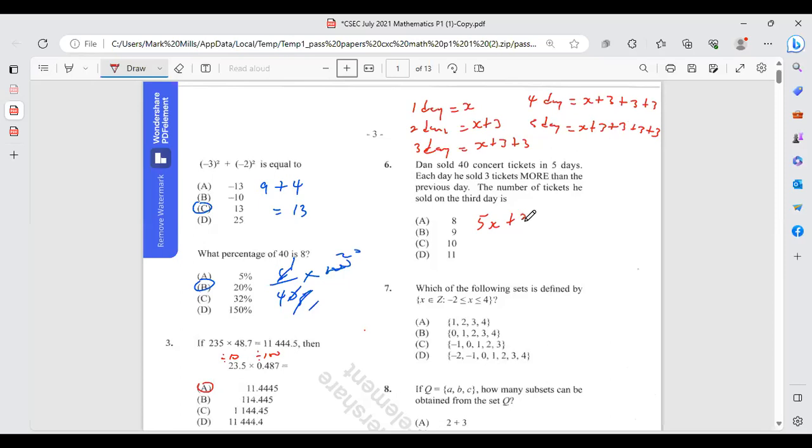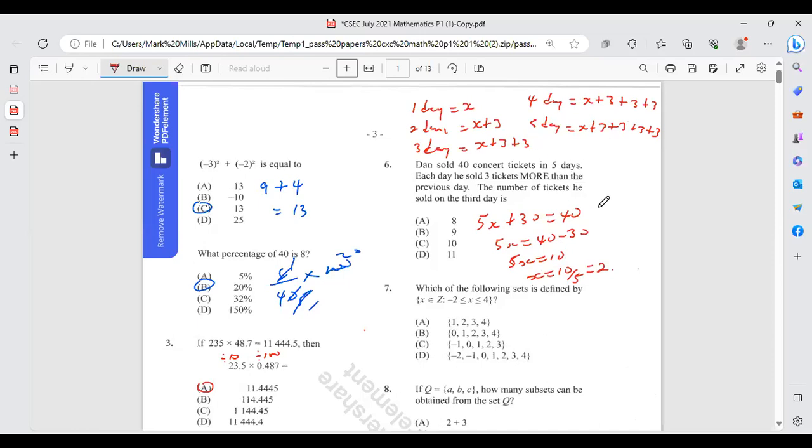30. Then it's got to 40, right? So that means 5X is 40 minus 30. 5X equals 10. So X is equal to 10 divided by 5, which is equal to 2. Now, when you get the 2, remember they ask for the third day.